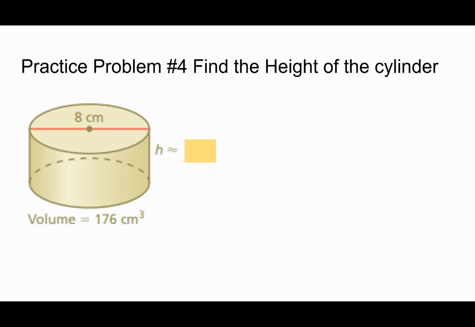Okay, so take a look at this one right here. We're doing the same exact thing. We need to figure out our height here. So this is 4 and 4. So our volume equals pi times our radius squared times our height.